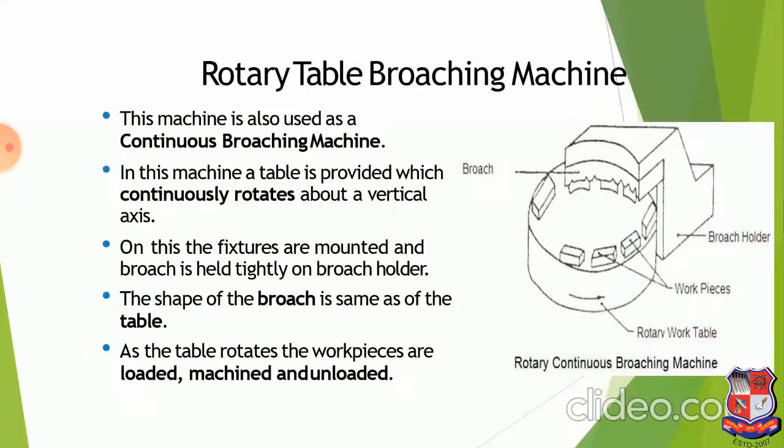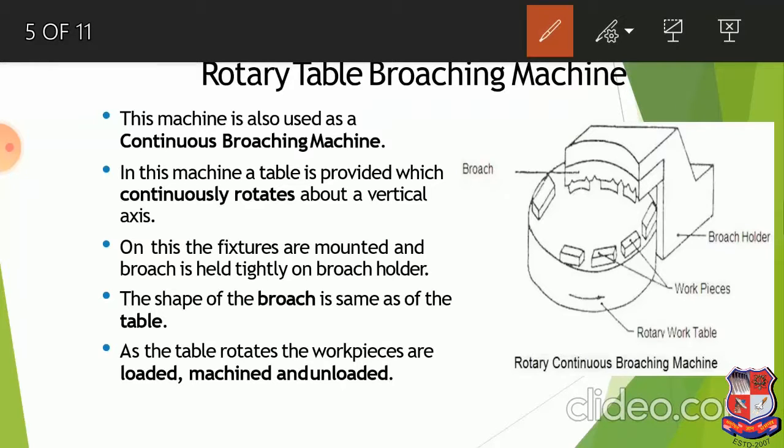Now let us move to one more broaching machine, that is the rotary table broaching machine. Here this is similar to the continuous broaching machine, but the difference is that the workpieces are not loaded on a sprocket, they are loaded on the table. There is a circular table that you can see here. This table will be continuously rotating in one direction, right?